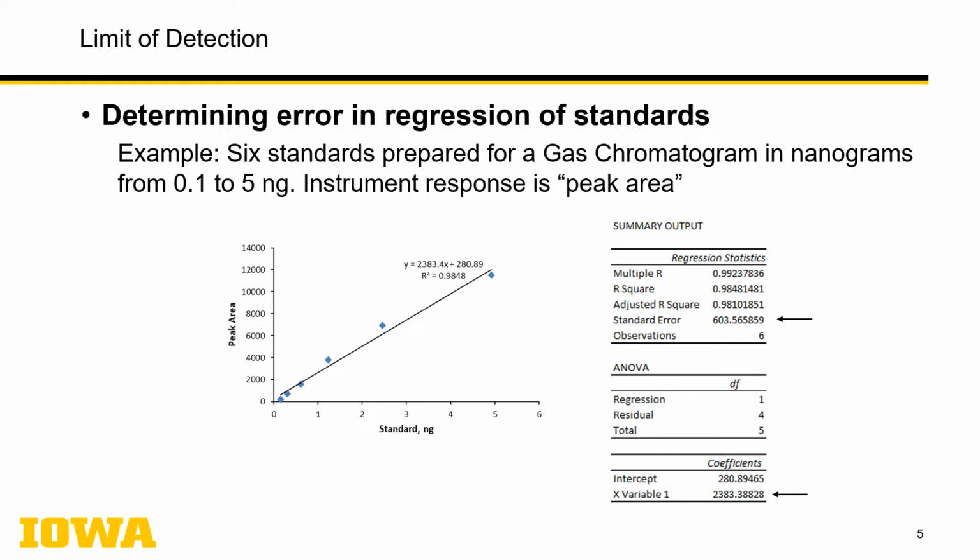Again, look at Module 5 for that, and you'll see that the standard error is reported here as 603, and the slope is 2,383. So the LOD is 3 times the ratio of those two numbers, and we get 0.76 nanograms. So the LOD is actually somewhere down here.